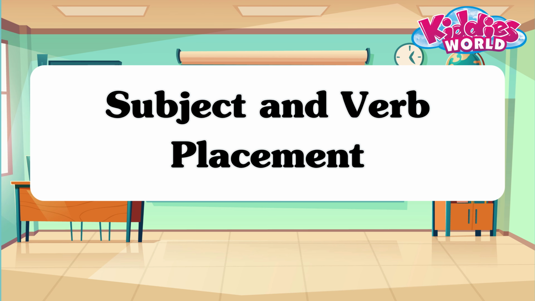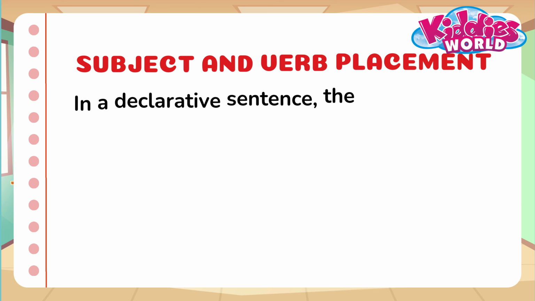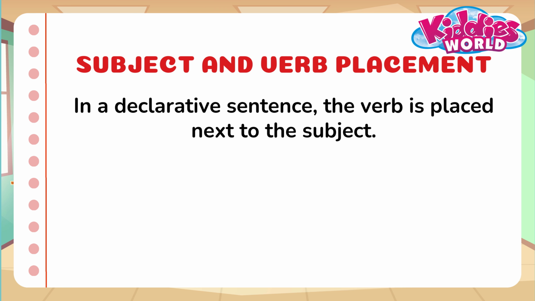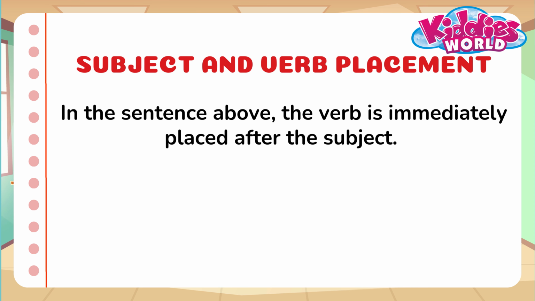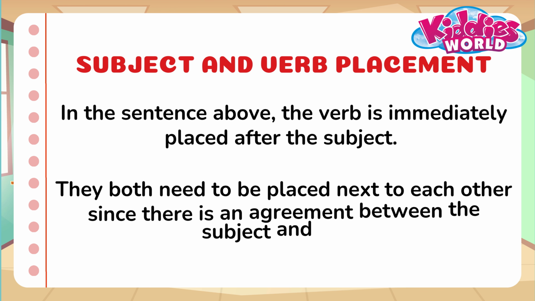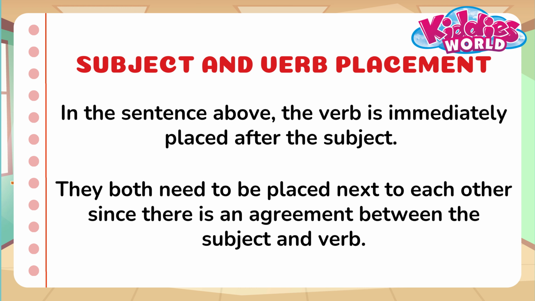Subject and verb placement. In a declarative sentence, the verb is placed next to the subject. Check the example. In the sentence above, the verb is immediately placed after the subject. They both need to be placed next to each other since there is an agreement between the subject and verb.